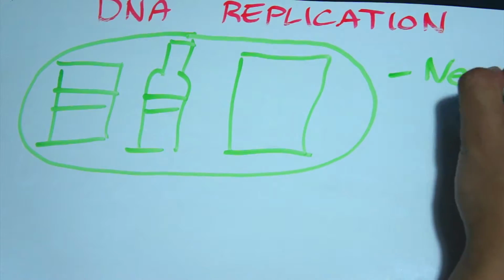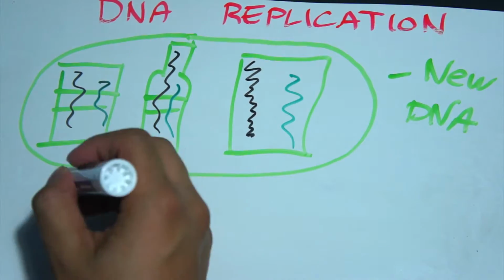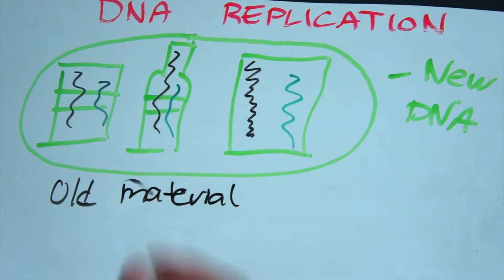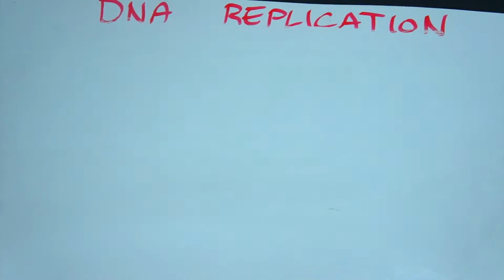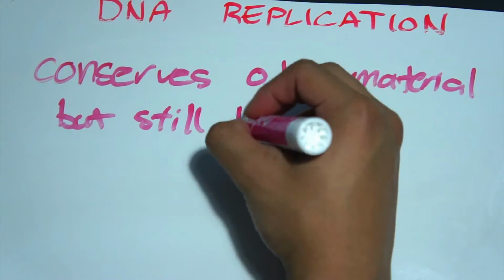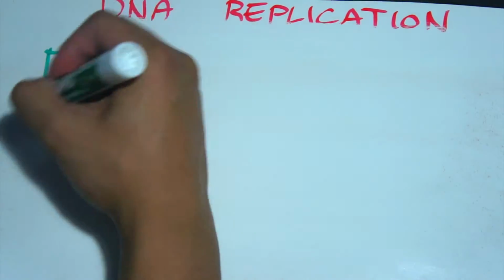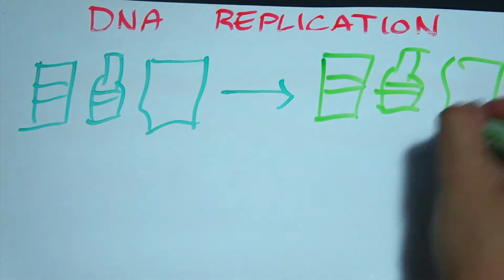So new DNA is the bottles because they have the old material and the new material. The old is still conserved, which is called semi-conservative. Conserves old material but still has new material. So the old one turns into new one, just like DNA replication.